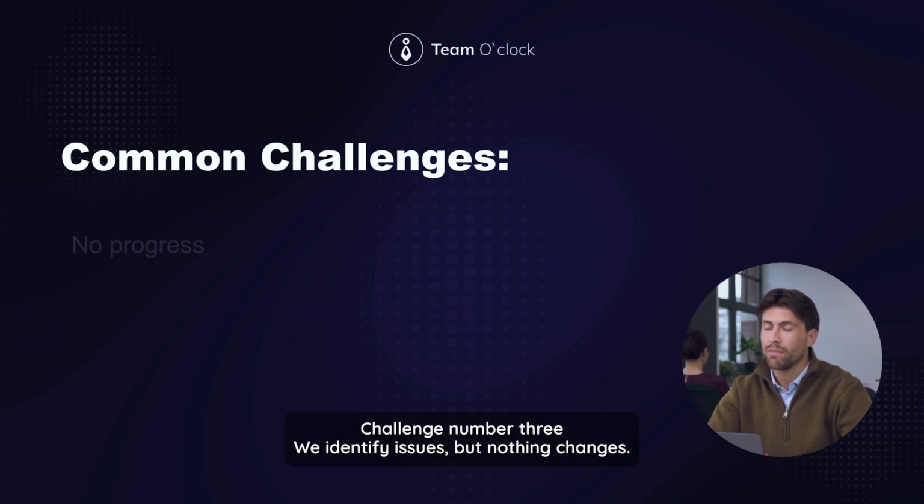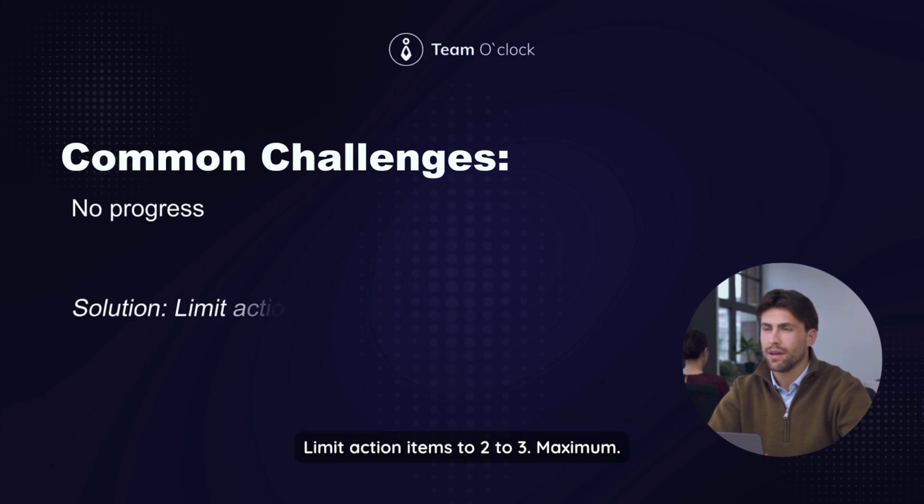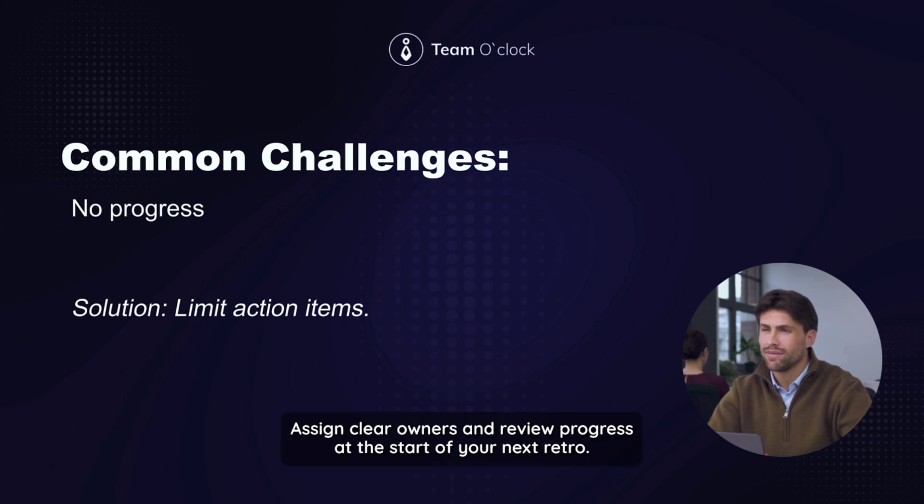Challenge number 3, we identify issues but nothing changes. Here's how to fix it. Limit action items to 2 to 3 maximum. Assign clear owners, and review progress at the start of your next retro.